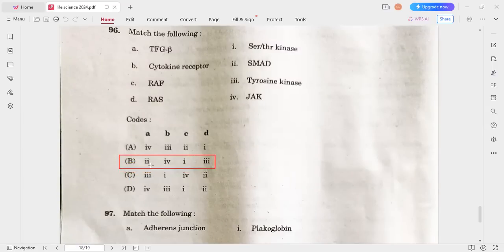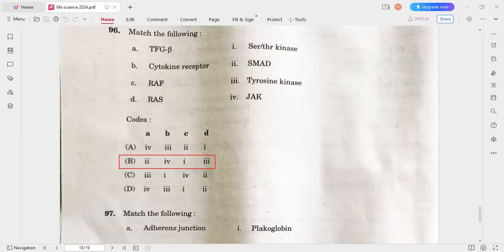For A, that is TGF beta, SMAD. For B, the cytokine receptor, JAK, that is the JAK-STAT pathway. And option C, for RAF, serine threonine kinase. And that is the RAS-MAP pathway, and D is tyrosine kinase, which is a receptor. Okay, so this is about the match the following in question 96. Just go through the options, because we don't have that much time to explain each thing.